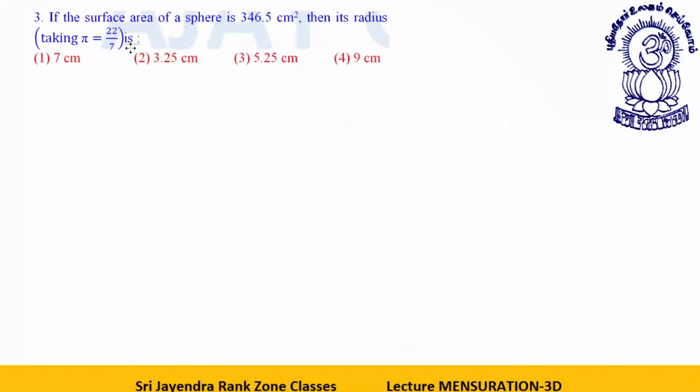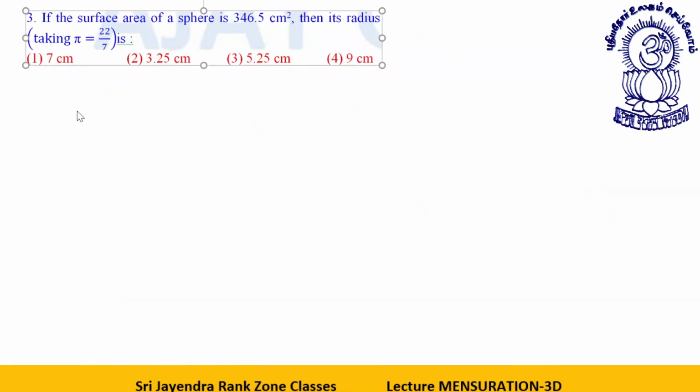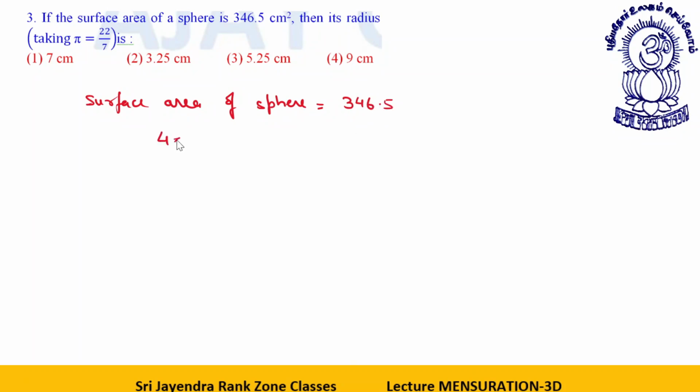The surface area of a sphere is given as 346.5. Find its radius. Surface area of sphere is 4 pi r square, which is equal to 346.5. This 346.5 I can write as 693 by 2. So 4 into 22 by 7. I cancel this by 11. This will be 2, 69, 6, 36, 66, 33, 3.